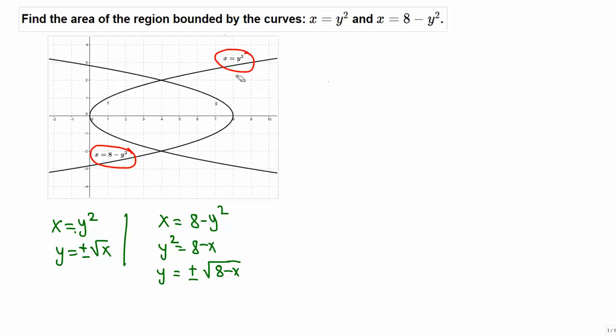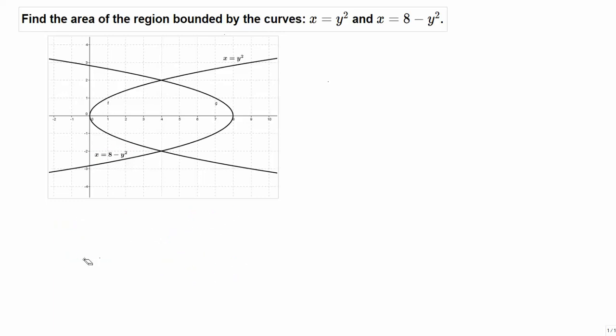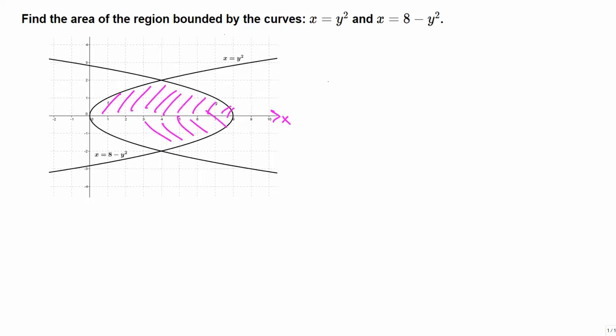Okay, now we are trying to find the area bounded by these two curves. Let me note that area. We have some area above the x-axis and below the x-axis, and these two areas are identical, so we will just find the area above the x-axis and multiply by 2. Since the curves are given in terms of y, we need to look at the y-axis, where to where.